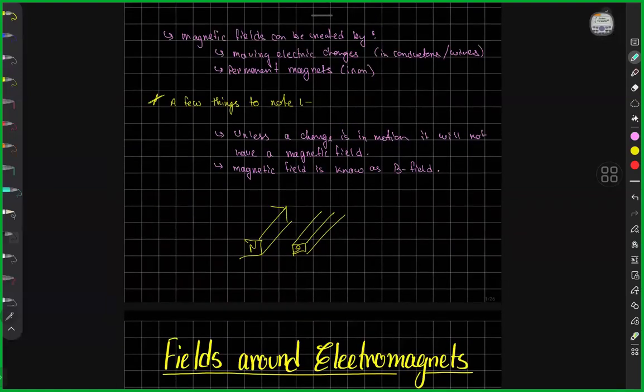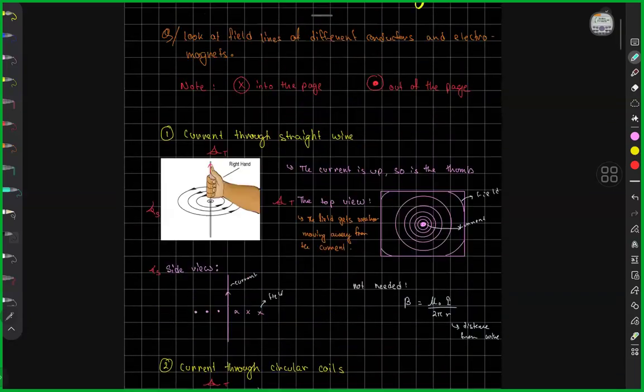And magnetic field line is also known as B field. You will keep seeing this again and again. B field means magnetic field. Good.